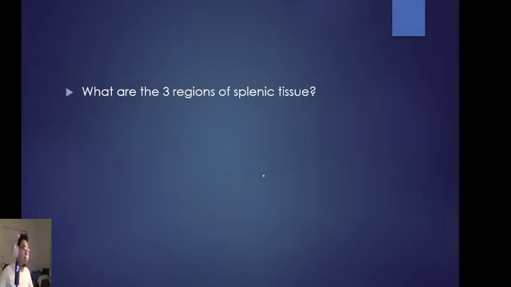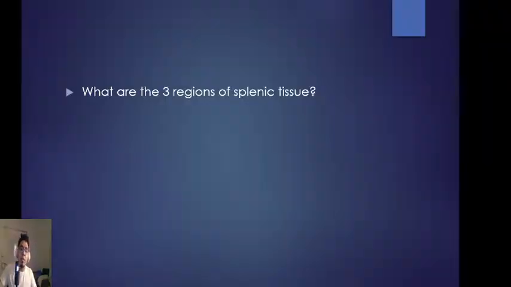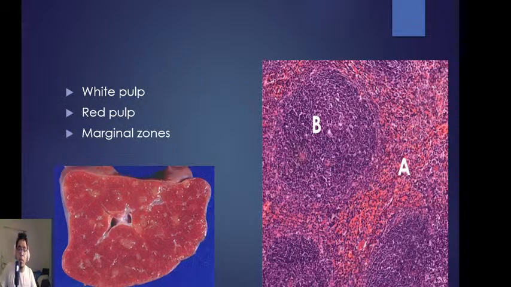All right, so we have to talk about the spleen also, because it is one of the questions usually asked in the exam. So you have three regions of the spleen. We have the marginal zones, the white pulp, and the red pulp. Okay, when you look at it in histology, it would look something like this. Basically when you look at the white pulp.